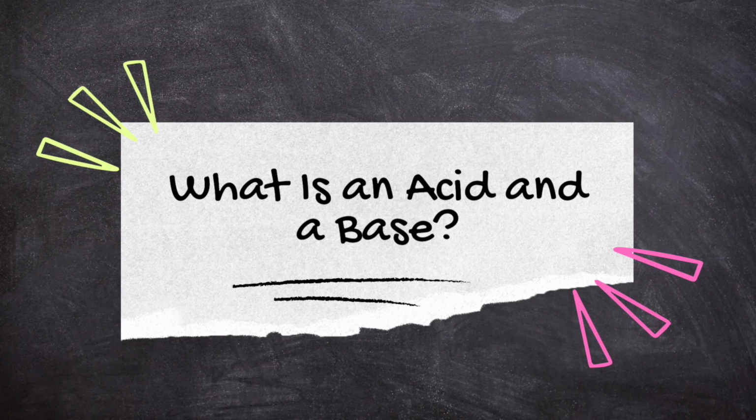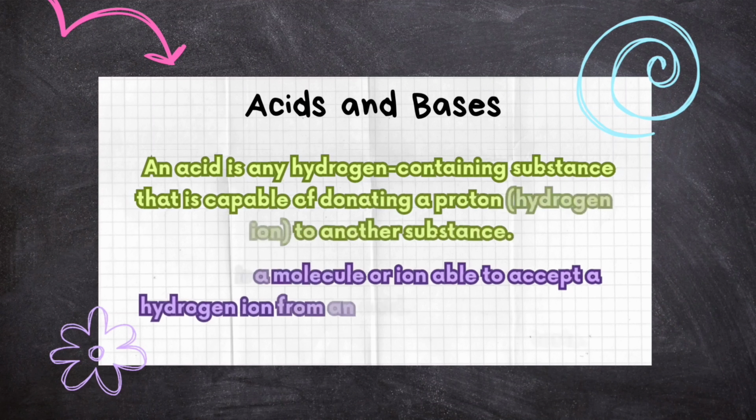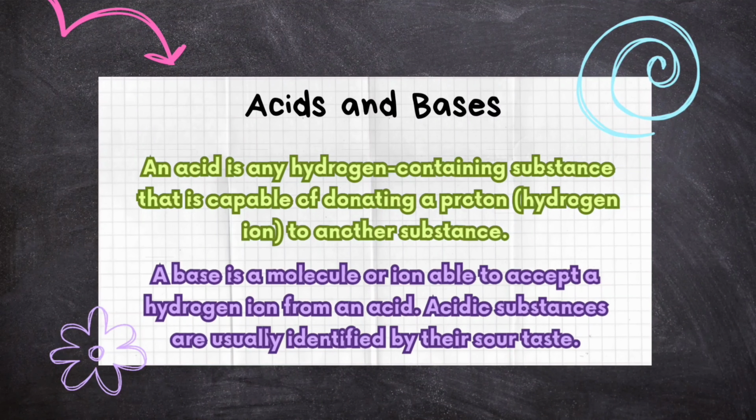What is an acid and a base? Acids and bases. An acid is any hydrogen-containing substance that is capable of donating a proton, a hydrogen ion, to another substance. A base is a molecule or ion able to accept a hydrogen ion from an acid. Acidic substances are usually identified by their sour taste.